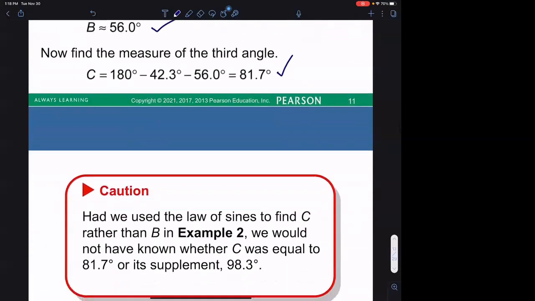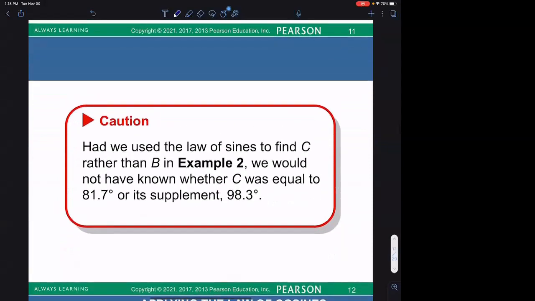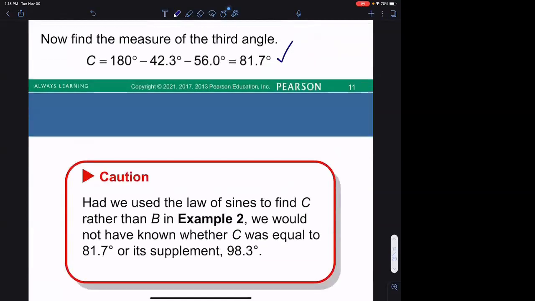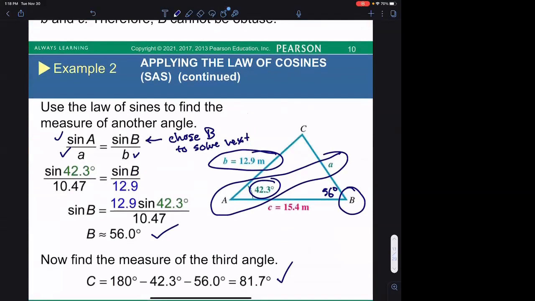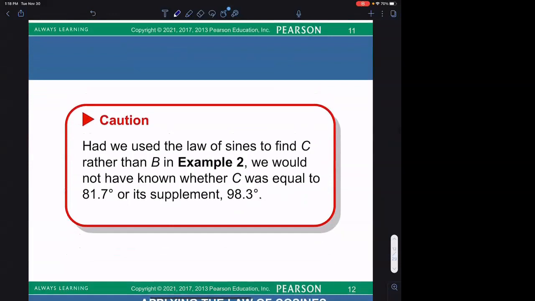So they have a caution here, which is why they did it the way they did, that I tried to explain. Had we used the law of sines to find angle C, rather than B in example 2, they did eventually find it. But if they had chosen C here instead of B, then there might have been two possible solutions. It could have been 81.7 or its supplement 98.3, because the larger angle had those two possibilities.